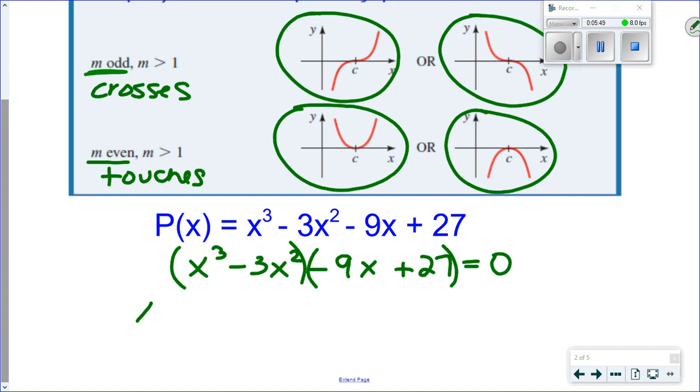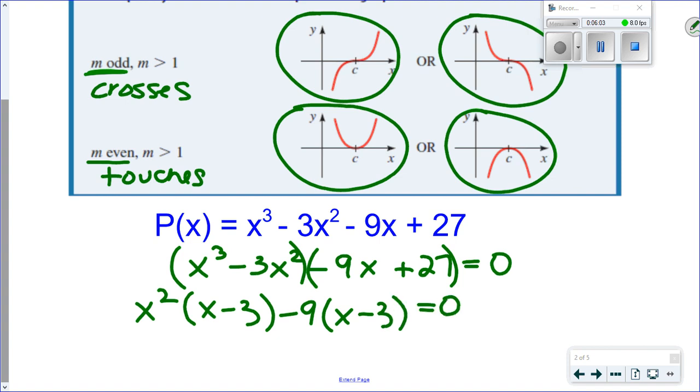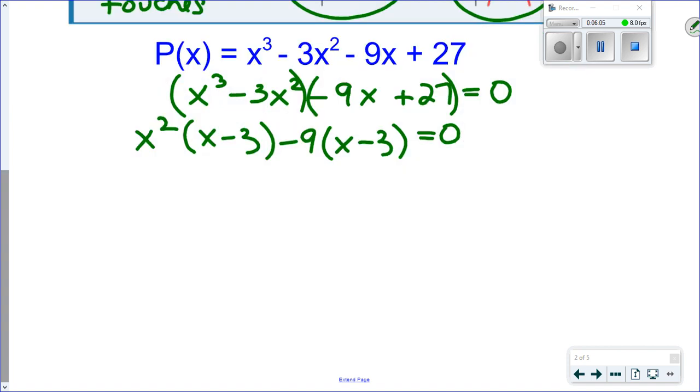From the first 2 terms, I can factor out an x squared, which will leave x minus 3. From the last 2 terms, I can factor out a negative 9, which will leave x minus 3. So remember, from that we get x squared minus 9 from the GCFs that we factored out, times x minus 3. And remember, you always want to keep checking your factors.